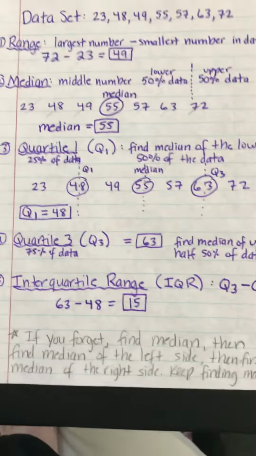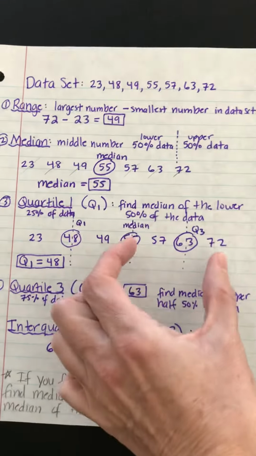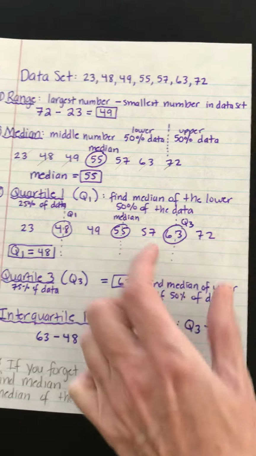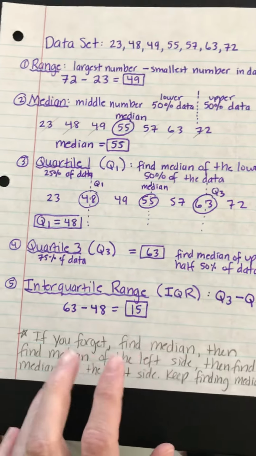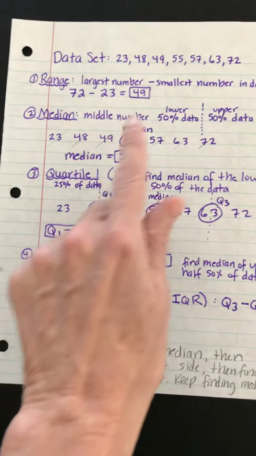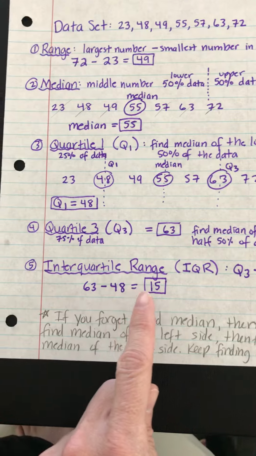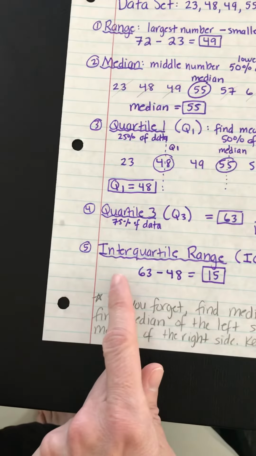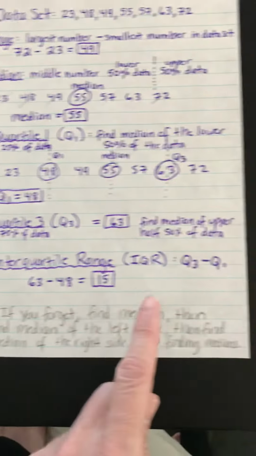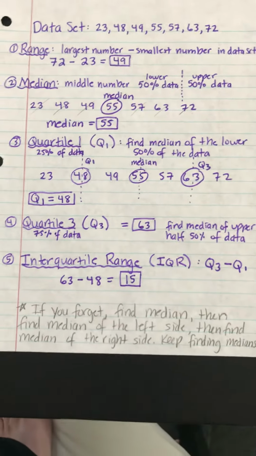After you do that, to find quartile 3, you find the median again of the upper half of the data, where you get 63. Then, the interquartile range: the range is taking the largest number minus the smallest number. So the interquartile range is just taking quartile 3, which is the larger one, and subtracting out quartile 1. In this case, you would get 15.